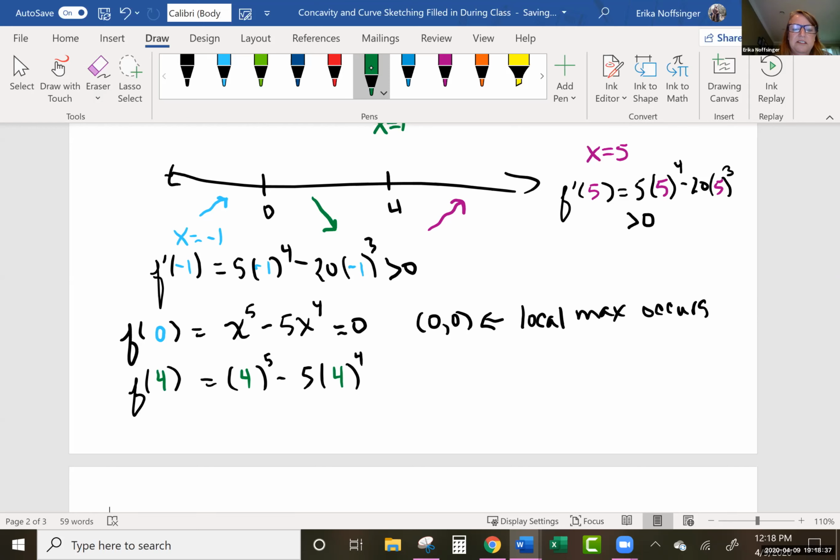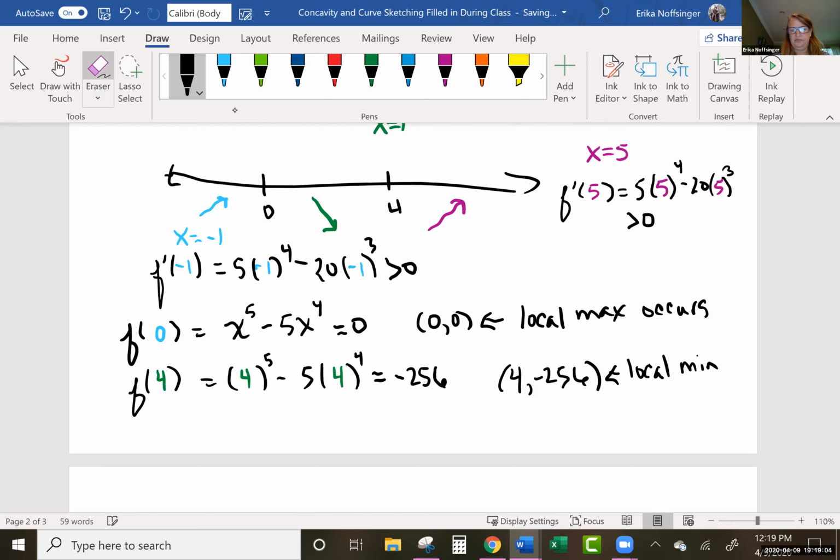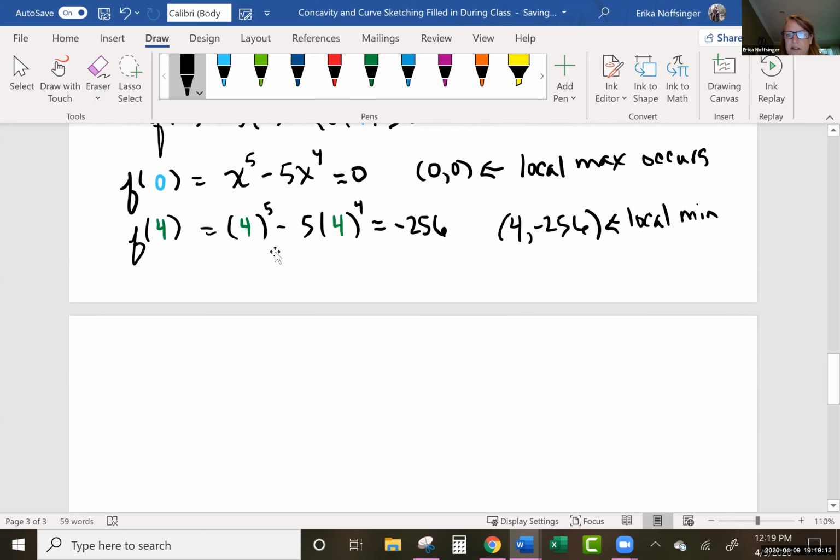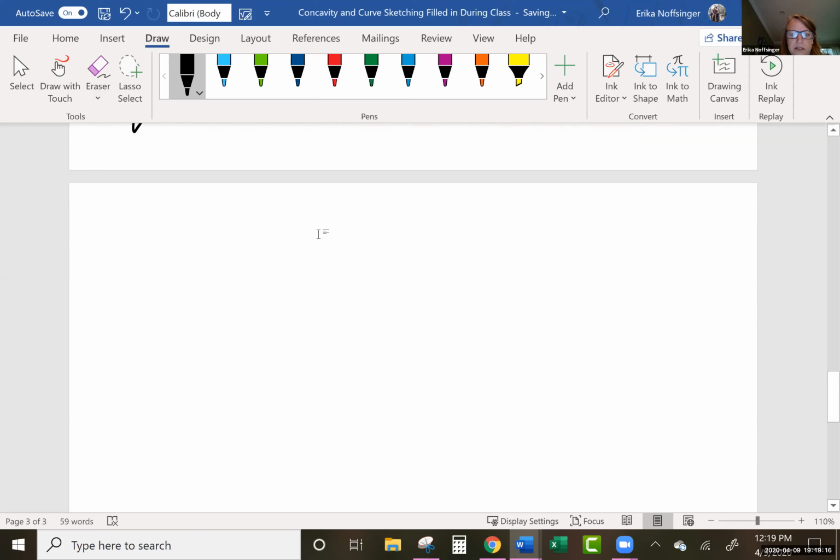And so that gives us negative 256. And so we have a local min at 4, negative 256. So before we move on to the second derivative, sometimes it's easier if you just plot those points. Our scale is going to be pretty different because of the negative 256.